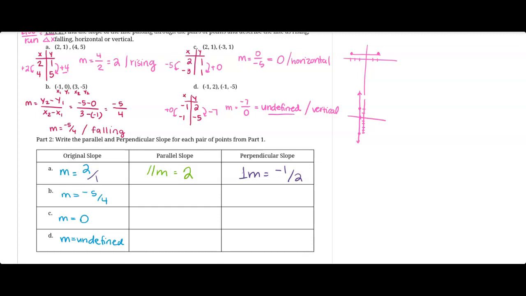Negative 5 over 4 is a little bit easier, so my parallel slope is going to stay the same at negative 5 over 4. My perpendicular slope, I'm going to flip my fraction, so it's 4 over 5, and since it was negative, my answer is going to be positive. Remember, if you multiply those together, negative 5 over 4 times 4 over 5, multiplying the numerators, you get negative 20. Multiplying the denominators, you get 20. Negative 20 divided by 20 is negative 1. So we get that negative 1 that we wanted as the product.